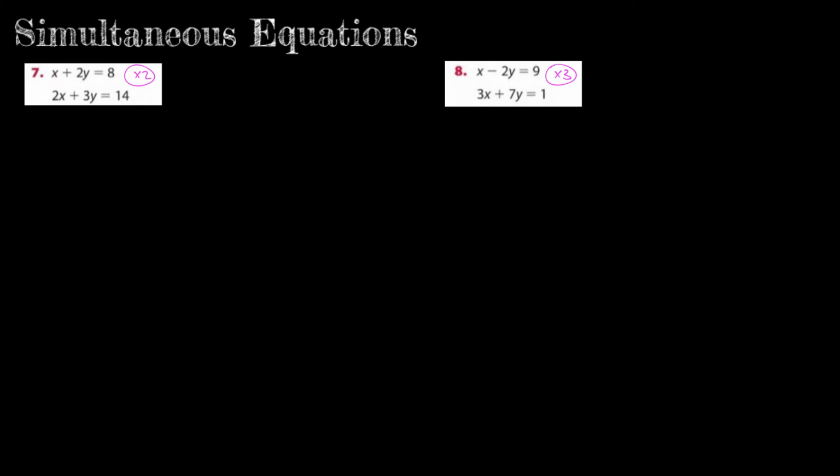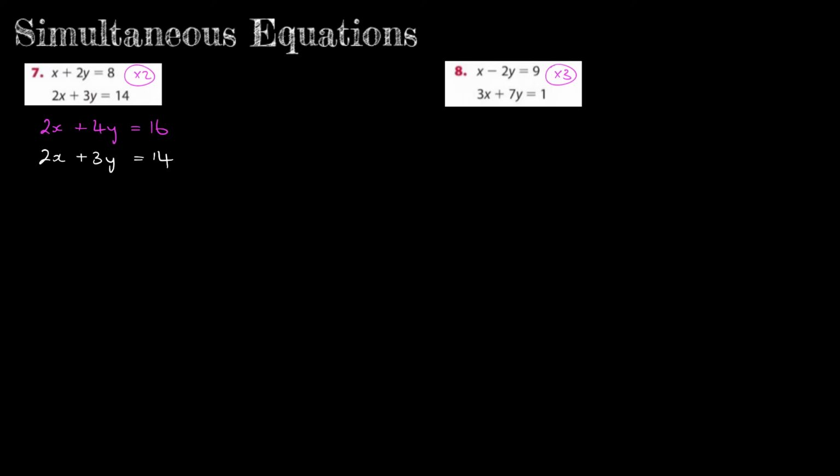I'll scale up the first equation and I'll get 2x plus 4y equals 16. The second equation remains the same, which is 2x plus 3y equals 14. So that's the first step, right?